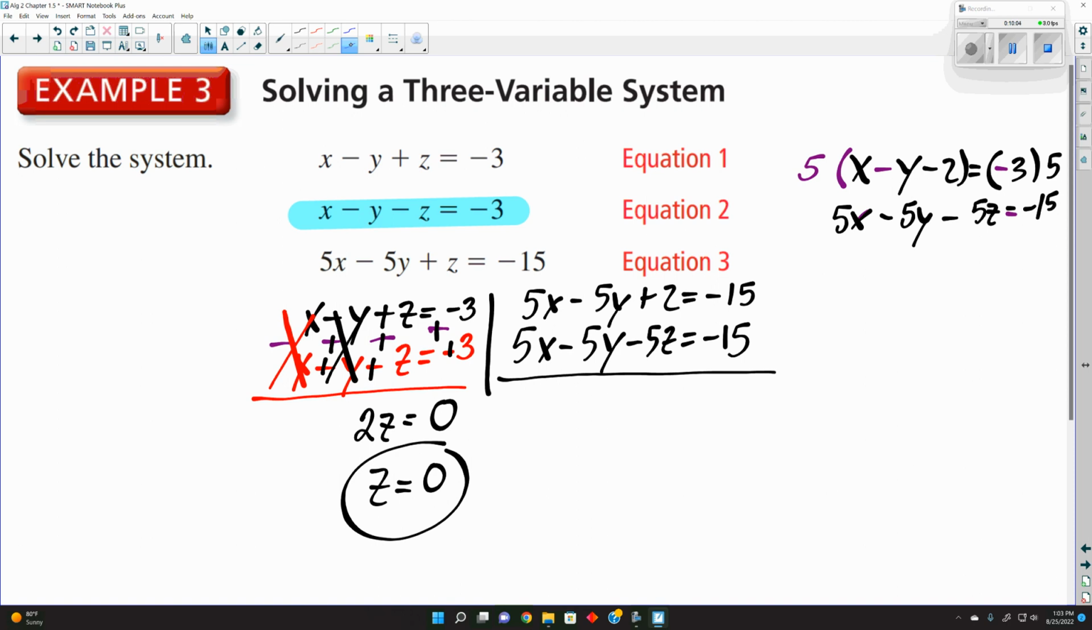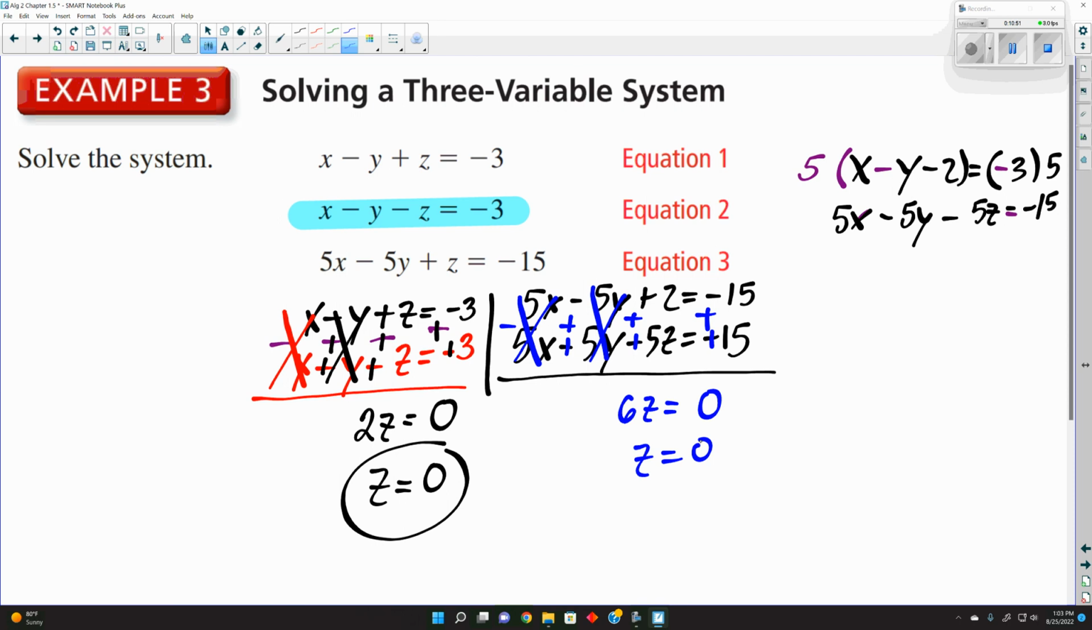So here we need to subtract, since we're still canceling out x. So 5x minus 5x is 0. Negative 5y minus negative y... negative 5 minus negative 5, a negative and a negative make it positive. Z minus negative 5z, almost, because the negative would make plus. So z plus 5z is 6z, and negative 15 minus negative 15 is 0. So z is equal to 0. Already got that.